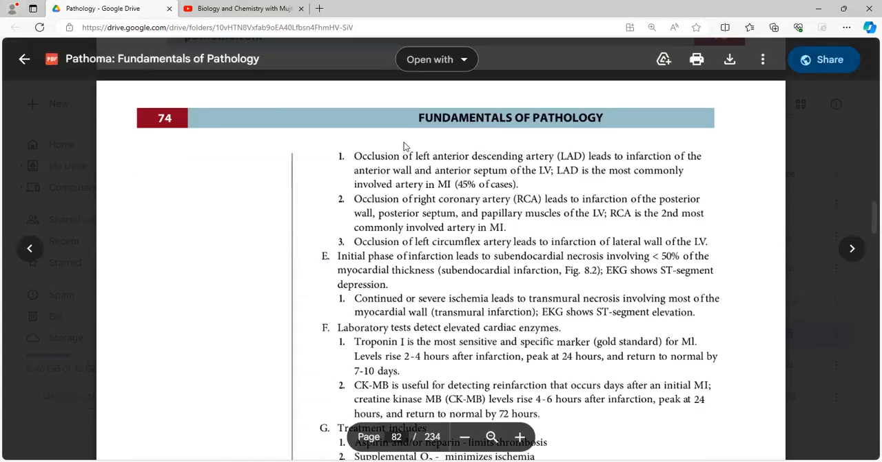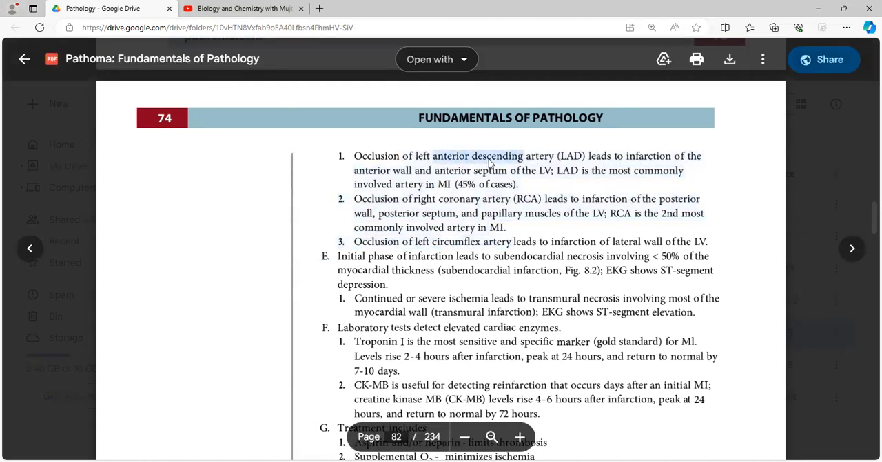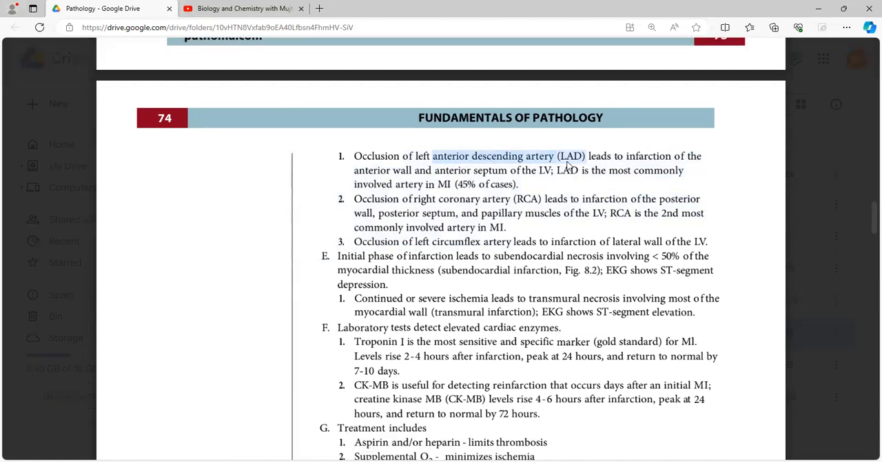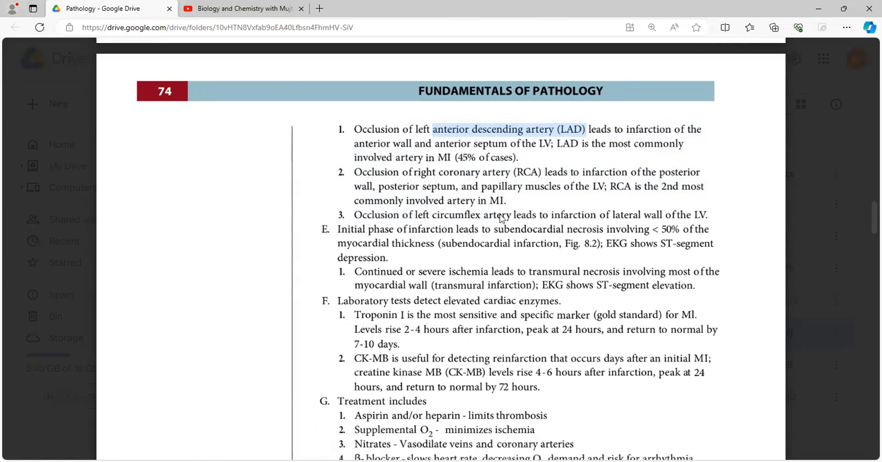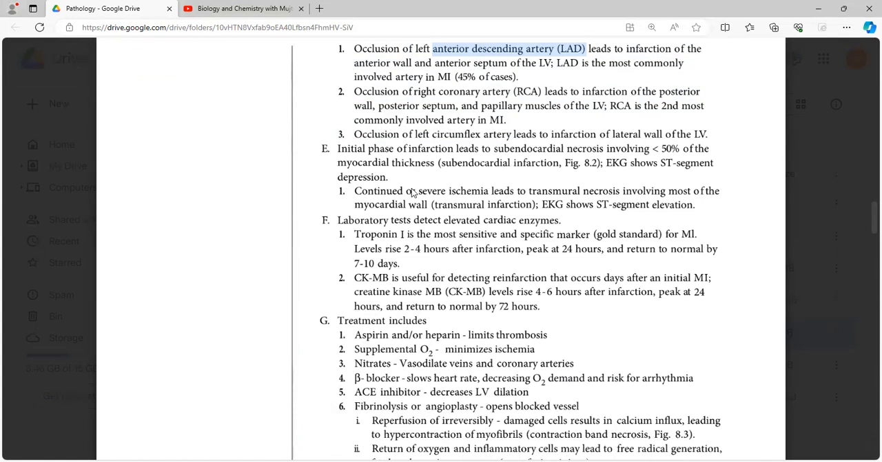Now, for the three most common arteries affected during myocardial infarction, the number one artery is the left anterior descending artery in about 45% of the cases, followed by the right coronary artery, which supplies the posterior septum and the papillary muscles of the heart, which enable the heart to contract properly. And lastly, the left circumflex artery, which supplies the lateral wall of the left ventricle.